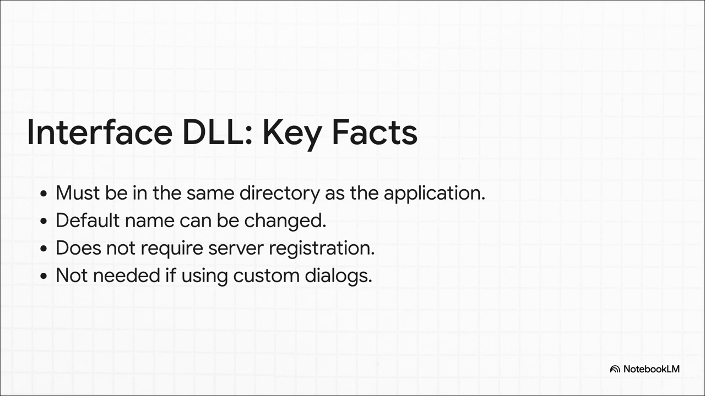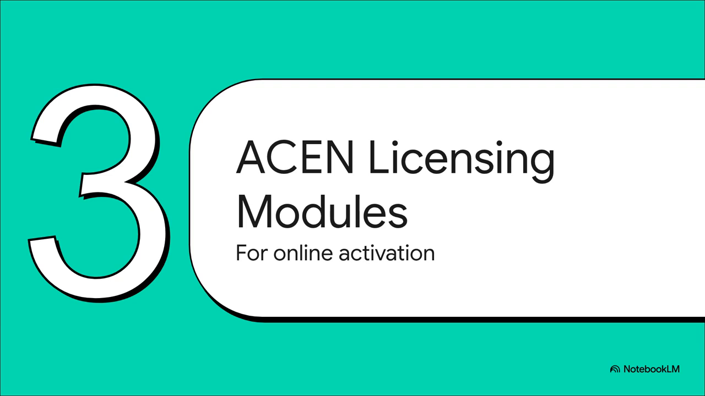So let's just run through the key facts for the Interface DLL one more time. 1, it has to be in the same directory as your app. 2, you can actually rename it if you want, that's in the customization settings. 3, it's just a file, it does not need to be registered or anything complicated like that. And 4, a little pro tip, you can get rid of the need for it completely if you build your own custom dialogs or use the advanced protection interface. Pretty cool, huh?